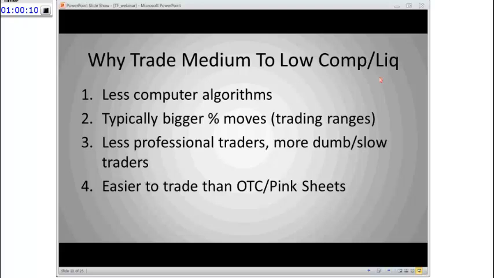And the reason why is because the lower competition stocks, if you can pick them right, you're typically going to get bigger percentage moves, right? You're going to have larger trading ranges, and it's just going to be easier to trade. There's also less professional traders and more dumb or slow traders. And I'll show you what I mean by that on a chart. We want to trade stocks that have emotion behind them and that we know we're going to be on the other side of the mass herd mentality.